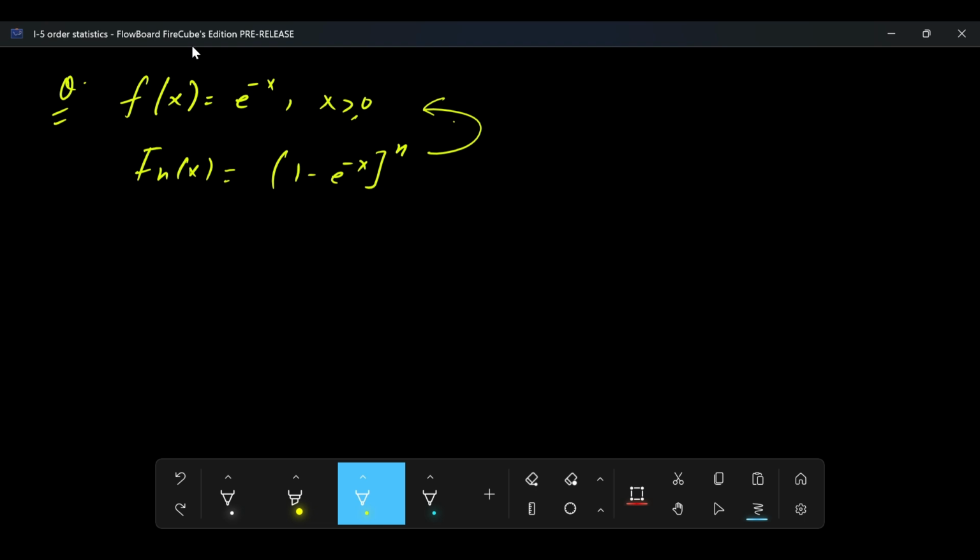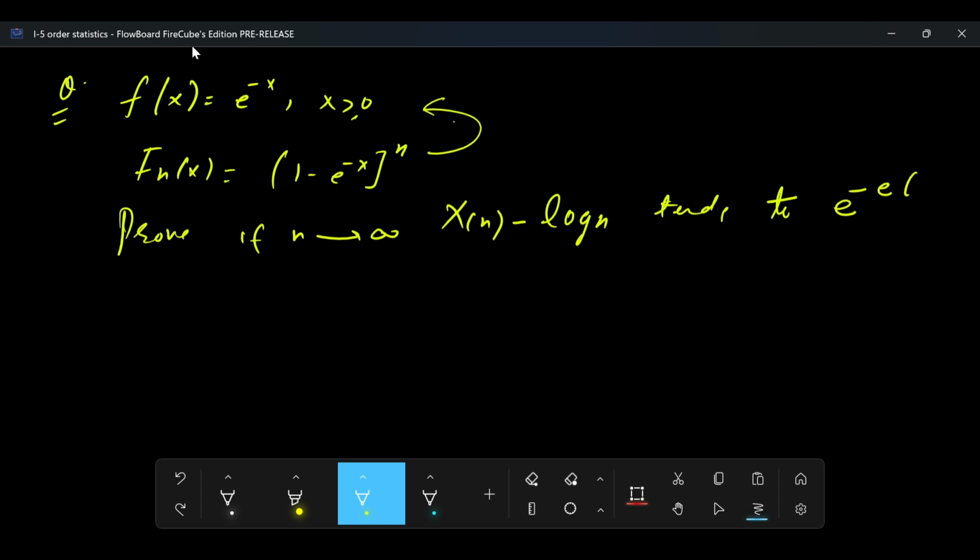Then prove that if n tends to infinity, xn minus log n tends to exponential minus exponential x. Simply we have to find the CDF and PDF of this. Let's write this as y. So we have to find the PDF and CDF of y.